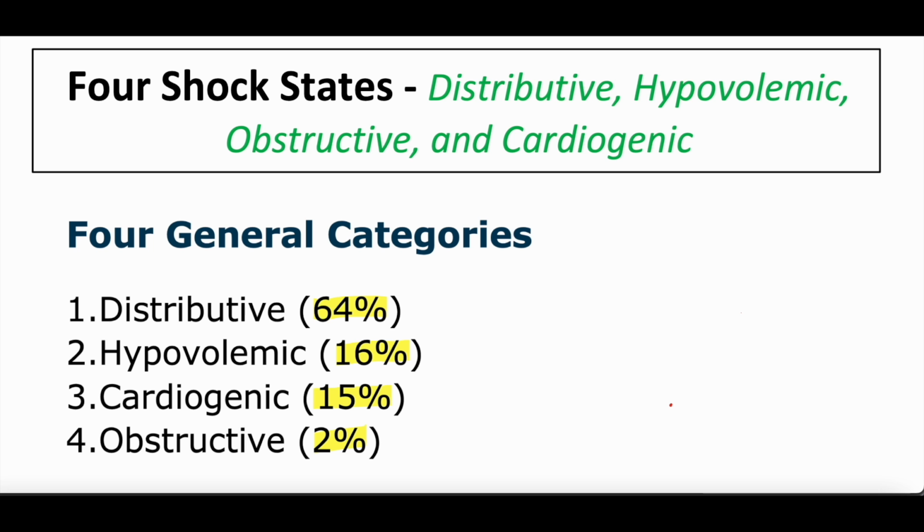So we categorize shock into these four general categories, but know that these aren't perfect silos. So even within the four categories, so within distributive shock, we're going to talk about a bunch of different things that can cause quote-unquote distributive shock, but all of them behave a little bit different. So we use these four general categories to help us understand shock, but it's not perfect. Things are not totally uniform within each specific category.